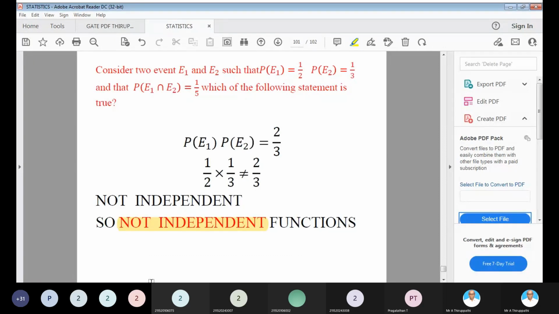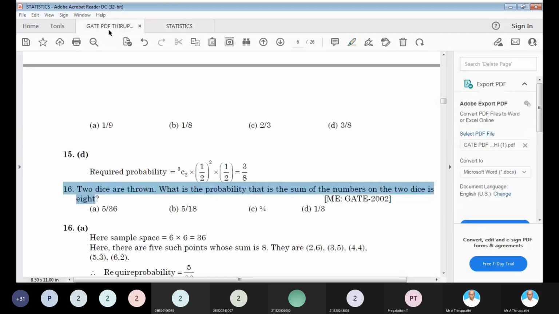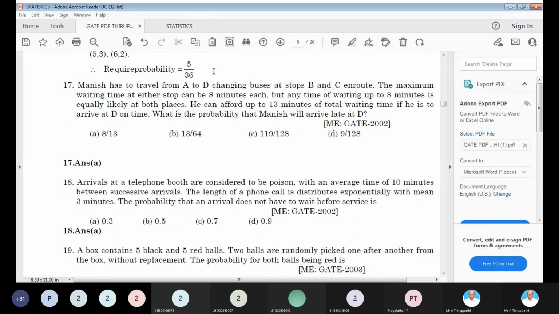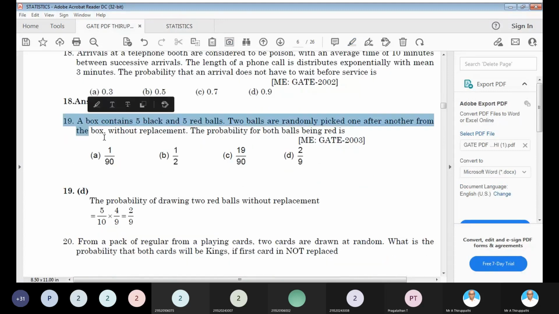Now the next one, the 19th one. A box having 5 black balls and 5 red balls. We only discussed the same concept; the previous one was 5 black, 4 red balls. Here 5 black balls and 5 red balls are given. Two balls are randomly picked one after another from the box without replacement. What is the probability that both are red balls?